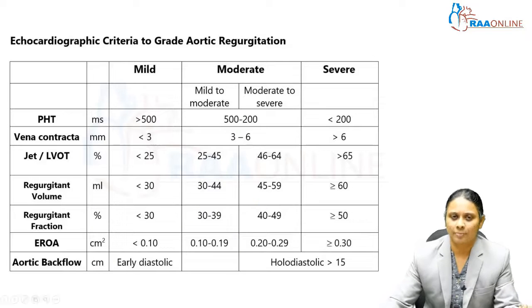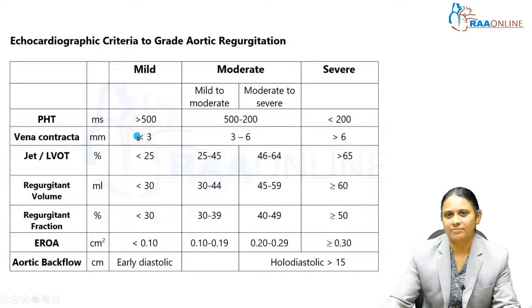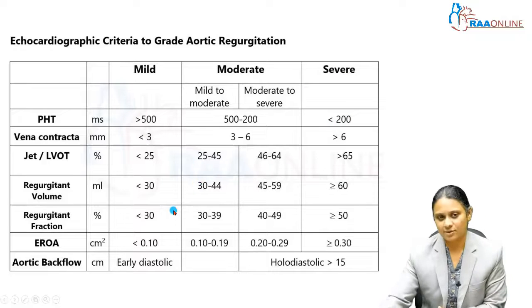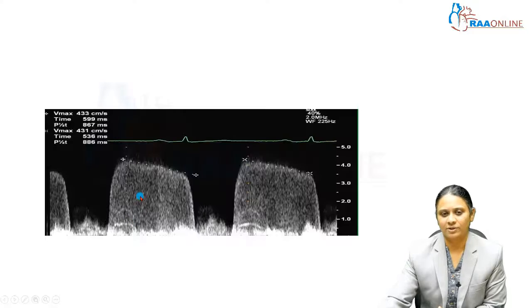So these are the echo parameters I am telling. The first is the pressure half time. Pressure half time is the time required for the pressure across the regurgitant valve to drop by half the value. So if it is longer, it means it's a mild AR. If it is shorter, less than 200, it is called severe AR. So we'll come back to the slide and see one by one.